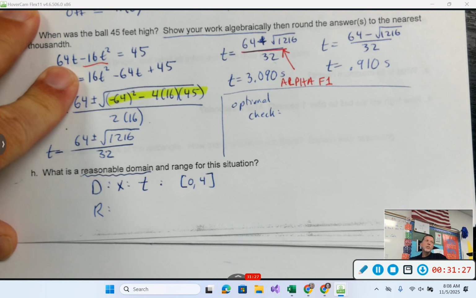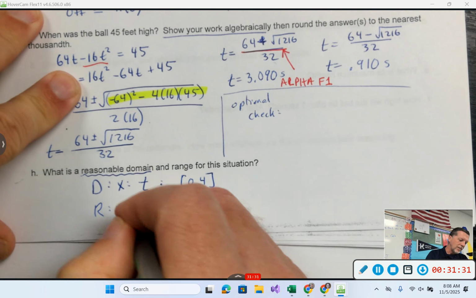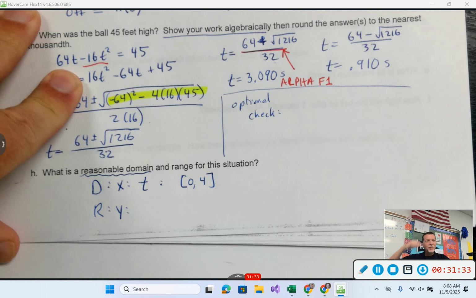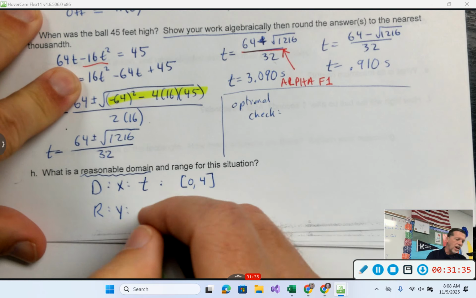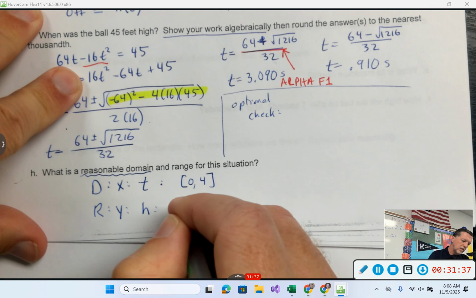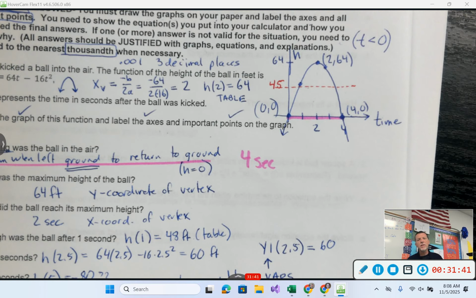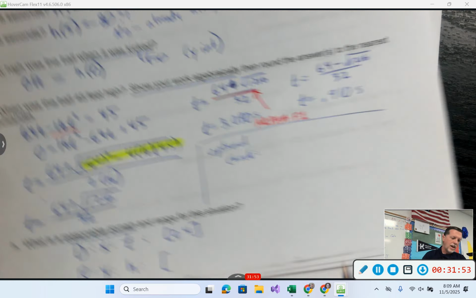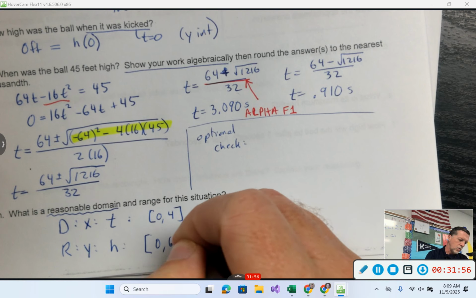Range, what do you usually associate with range? What variable? Y, but we don't have Y's in this one. We do have an up and down variable, though. H, a dependent variable. And we've got a decent picture here. What's a reasonable range for H values? 0 to 64. Our graph goes on further down below, but that's like underground, so that doesn't really matter. I only care about 0 to 64.